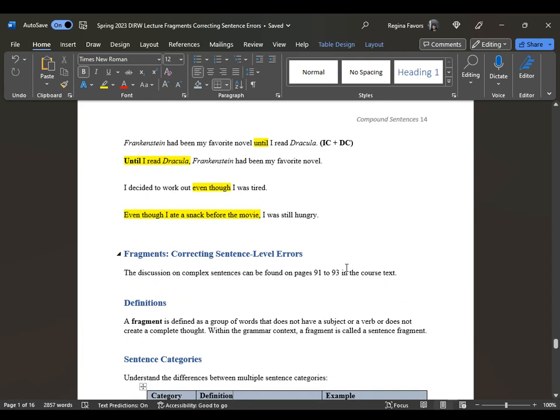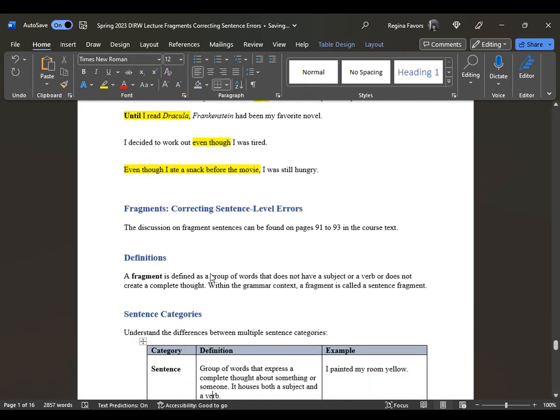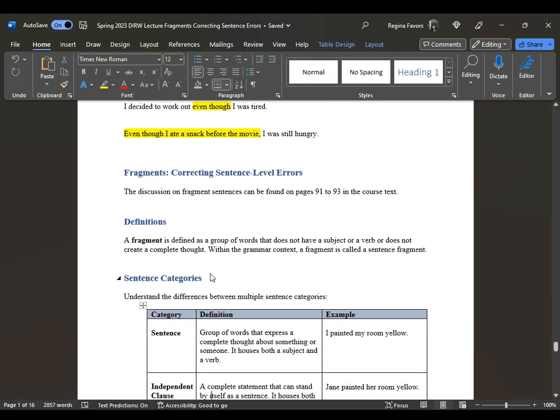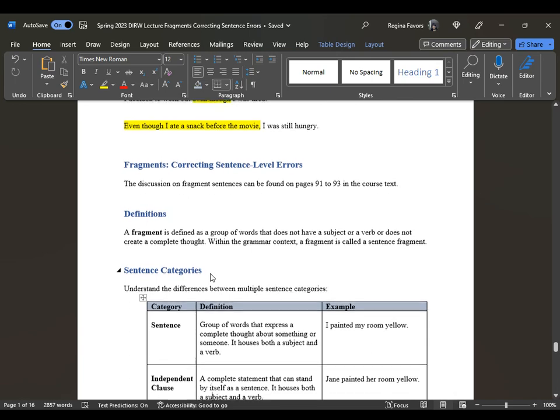So you can find this discussion on fragments, sentences on pages 91 to 93. A fragment is defined as a group of words that does not have a subject or a verb, or does not create a complete thought. Within the grammar context, a fragment is called a sentence fragment.